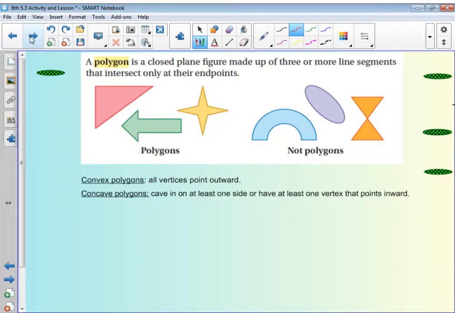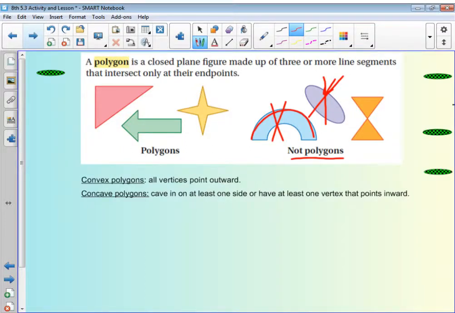So when we compare that to non-polygons, what eliminates them? This is enclosed, but we have curved lines, so that eliminates it from being a polygon. Once again, this one is also enclosed, but does not have straight edges, so that also is no longer a polygon. The next one looks like it is enclosed, which it is.